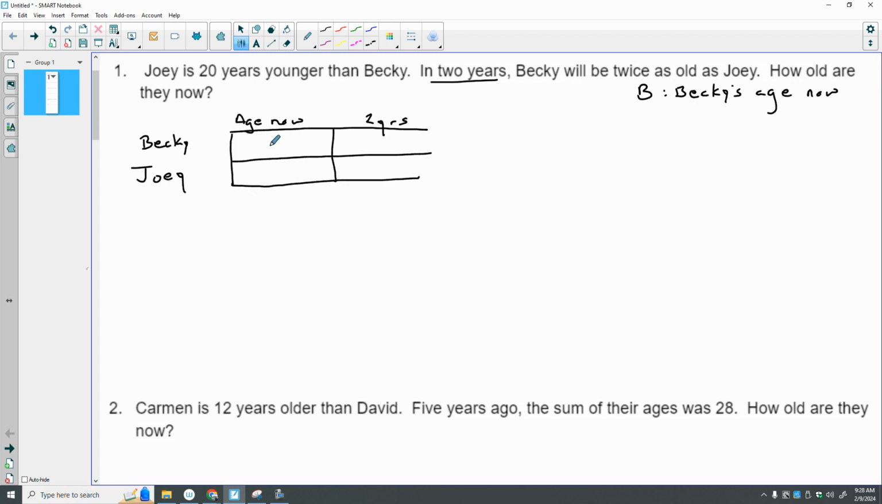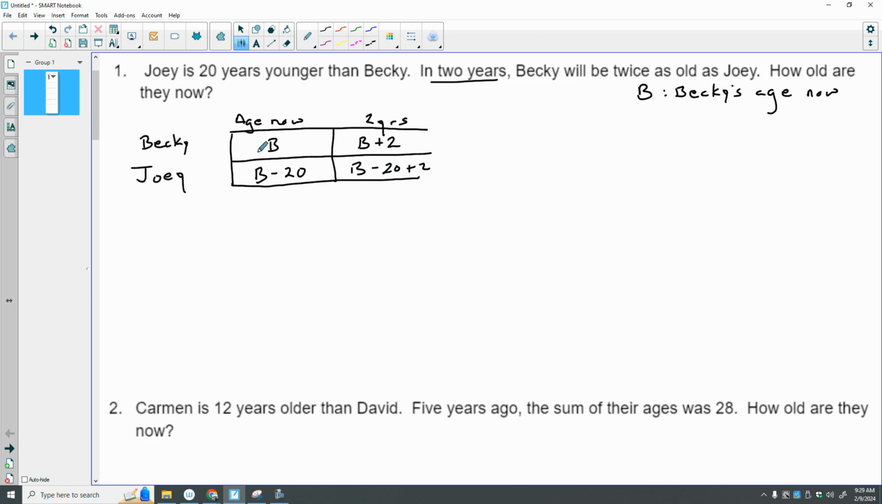Becky's age now. Well, that's what I just defined my variable to be. I'll call that B. So if Joey is 20 years younger than Becky, in terms of B, how old is Joey? Well, he's whatever Becky is minus 20 years. If Becky's 50, then Joey's 30, and so on. Okay, so now I know an expression for now. In 2 years, how old is Becky? Whatever she was, plus 2. How old is Joey? Whatever he was, plus 2.